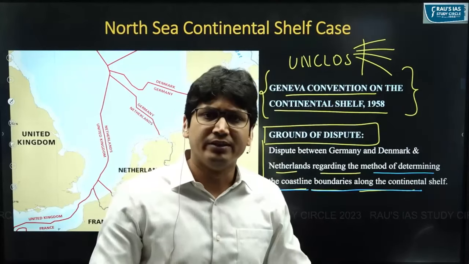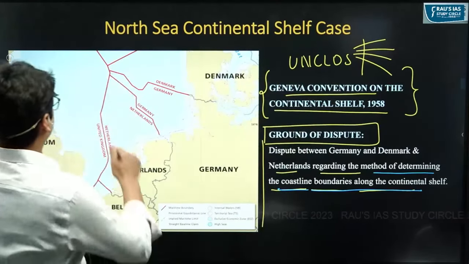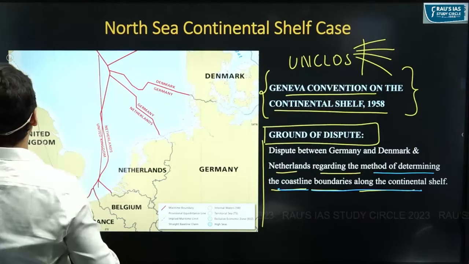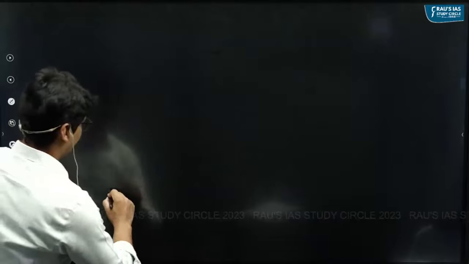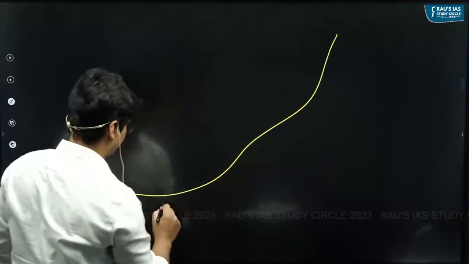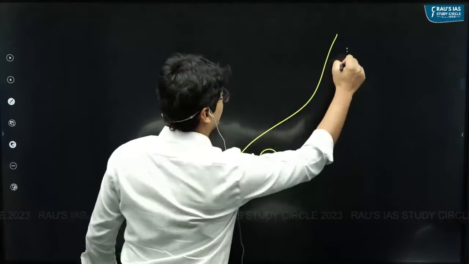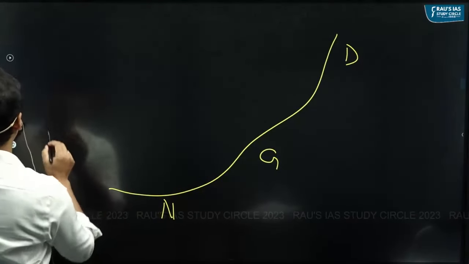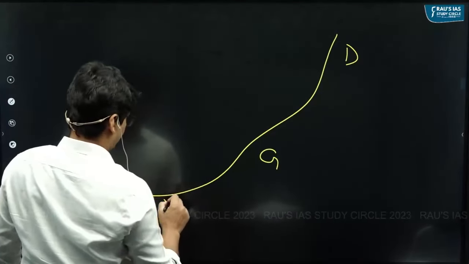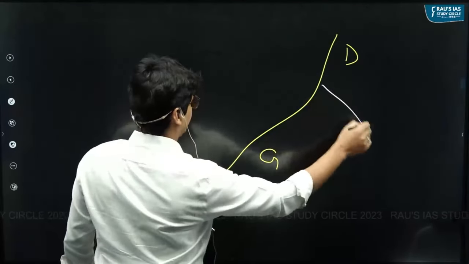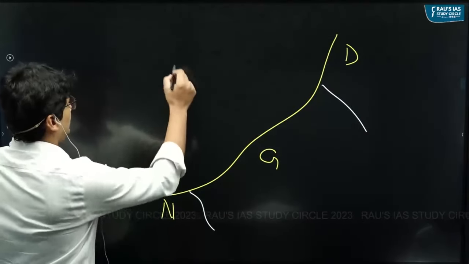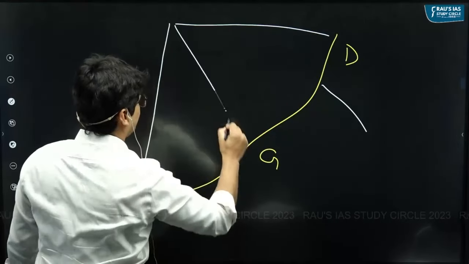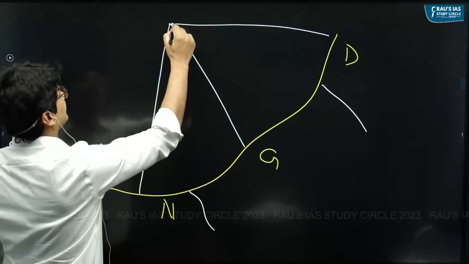It's basically an issue of division here. Yes, sir. And this is Netherlands. So they claim, so let's understand this. If this is Netherlands, let's say this is Germany and this is Denmark, right? So this is Germany, the concave part. So there is one point here.